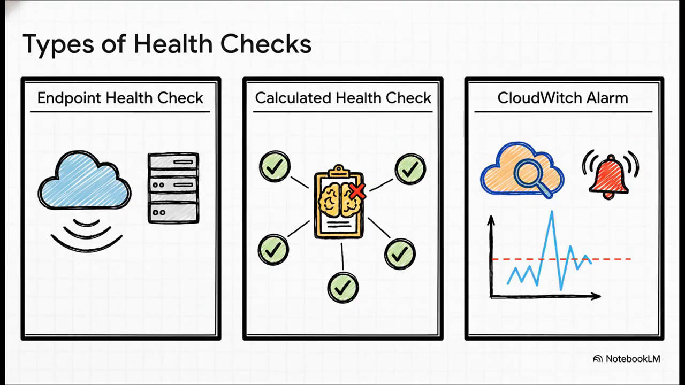And you actually have a few different kinds of doctors you can hire, so to speak. The most common one is a simple endpoint health check. It just pings an IP address or a website. Easy. Then you've got these calculated health checks, which are pretty cool. They watch a bunch of other health checks, kind of like a head surgeon overseeing a whole team of doctors. And then there's the really powerful one, health checks based on CloudWatch alarms. This lets you trigger a failure based on anything you can measure in CloudWatch, like high CPU or low memory. These are the triggers that make the whole system work.